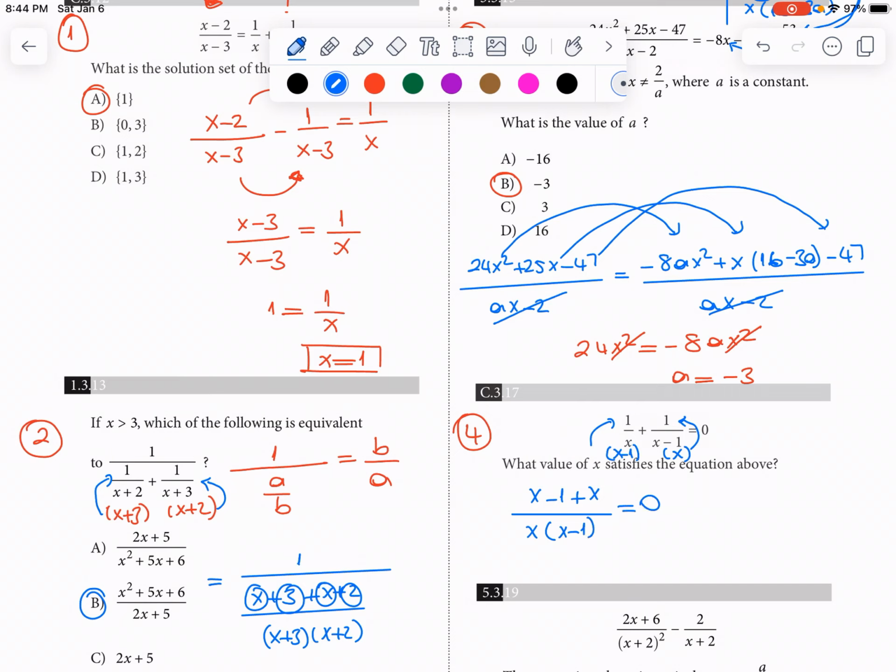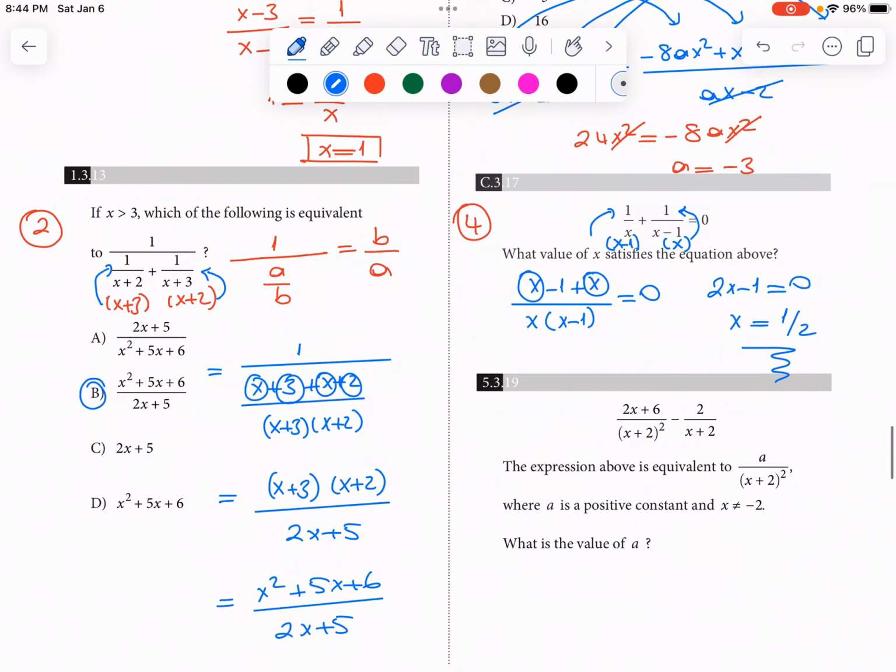Okay, if this fraction is equal to 0, then the numerator is going to be equal to 0. What we have on the numerator is x + x, which is 2x. 2x - 1 is equal to 0, then x is going to be equal to 1/2. Final answer. Okay, next one, last question, question 5.